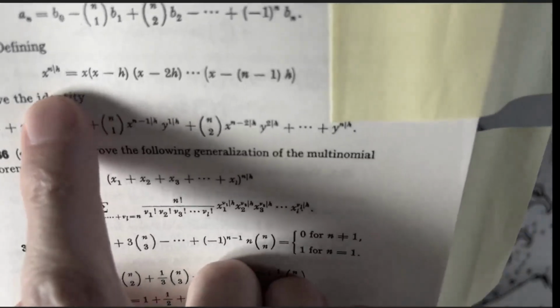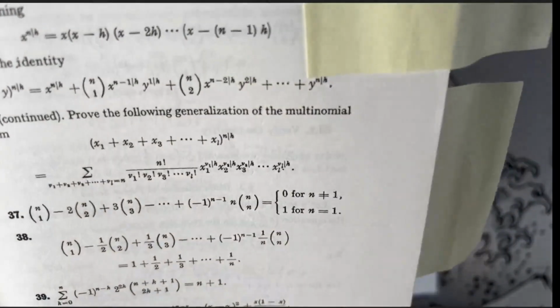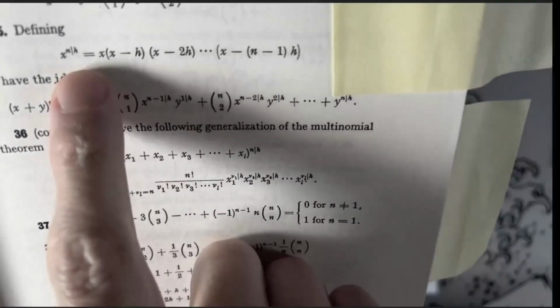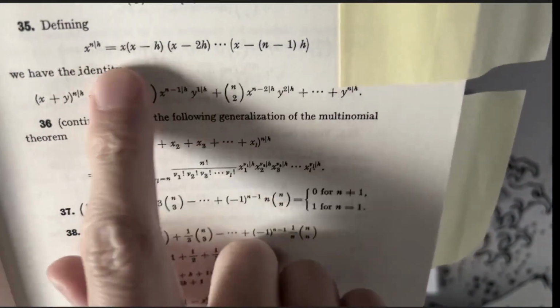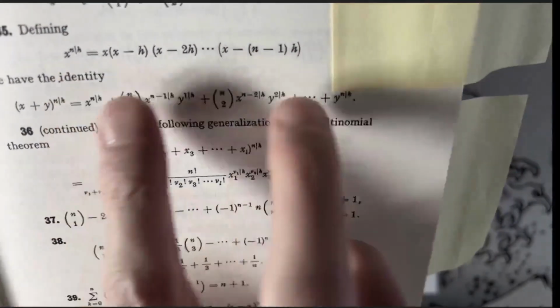He defines this new operator, x to the n given h. And it's very much just your typical factorial thing, except that instead of going down by 1, we're going down by h. So we take n factors where you decrease by h every time.